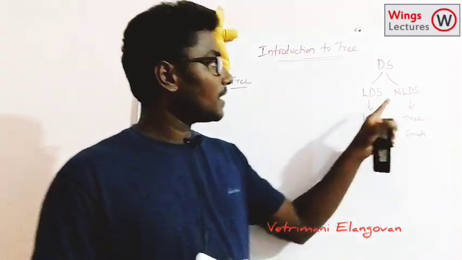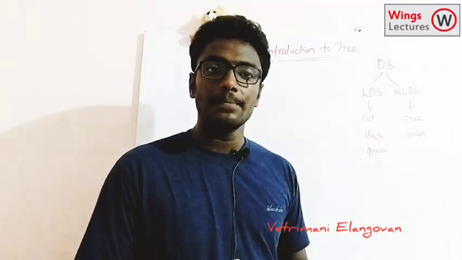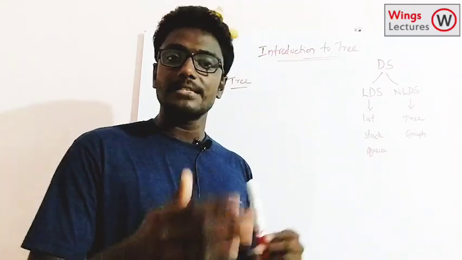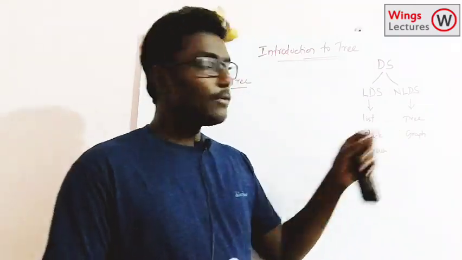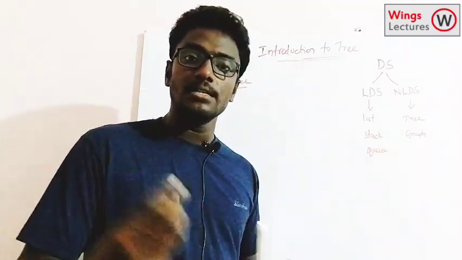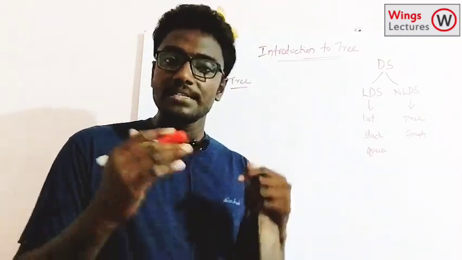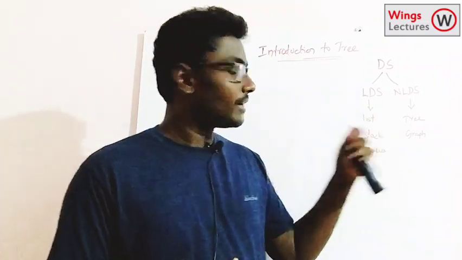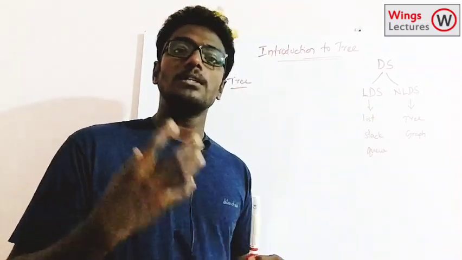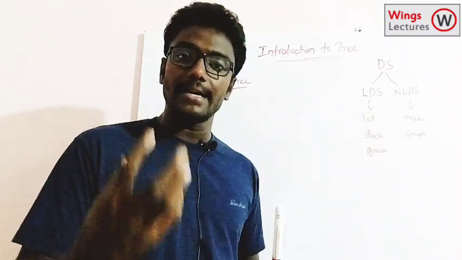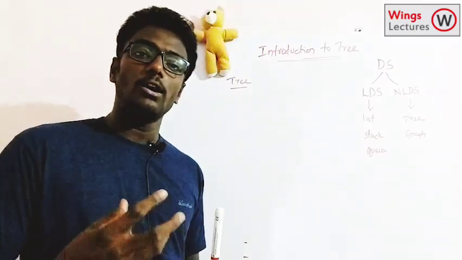But when it comes to a non-linear data structure, it does not follow the same rule. If I have the address of one node, I cannot travel to all the nodes present in that tree. Not only in a tree, but in a graph also. So we have to follow some rules, algorithms or strategies to traverse all the nodes.